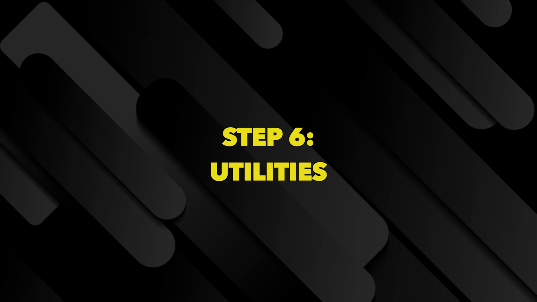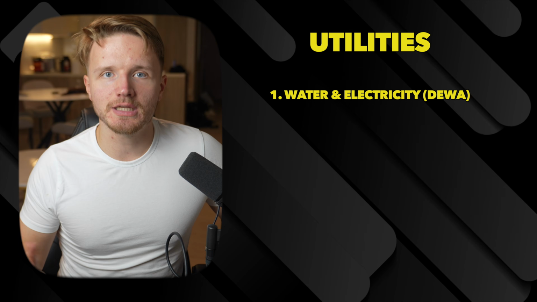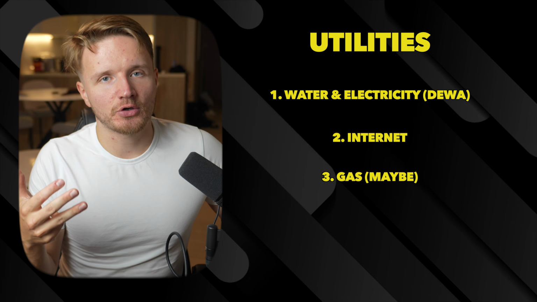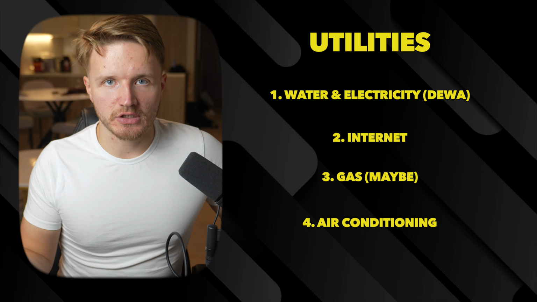So your next step is now to set up your utilities. So what utilities do you need? Well, you need electricity, you need water, you need internet, you might need gas, depending on your apartment, and you're going to need air conditioning. You may or may not need to set all of these yourself, but for me personally, I had to do all of it myself. So I'm going to walk you through exactly how to do that.